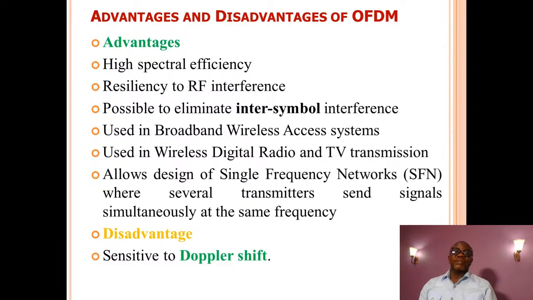So, of course, it has many advantages over ordinary frequency division multiplexing. We say that it has high spectral efficiency, resilience to RF interference, it is possible to eliminate intersymbol interference, it is used in broadband wireless access systems, used in wireless digital radio and TV transmissions, and allows design of single frequency networks, SFN, where several transmitters send signals simultaneously at the same frequency.